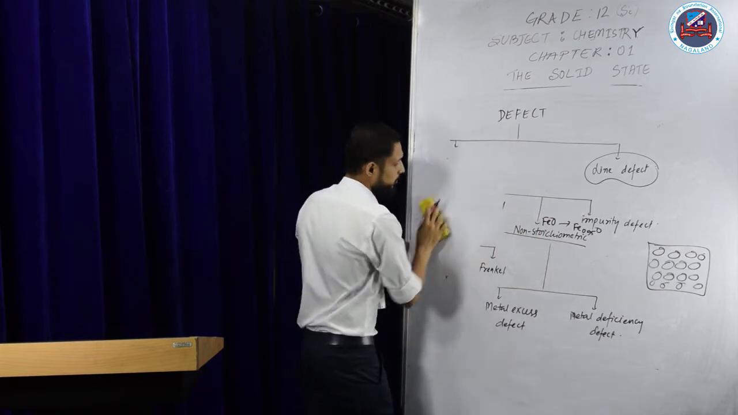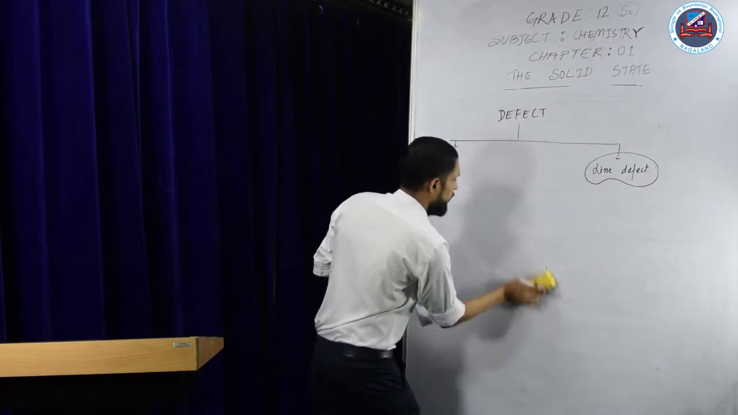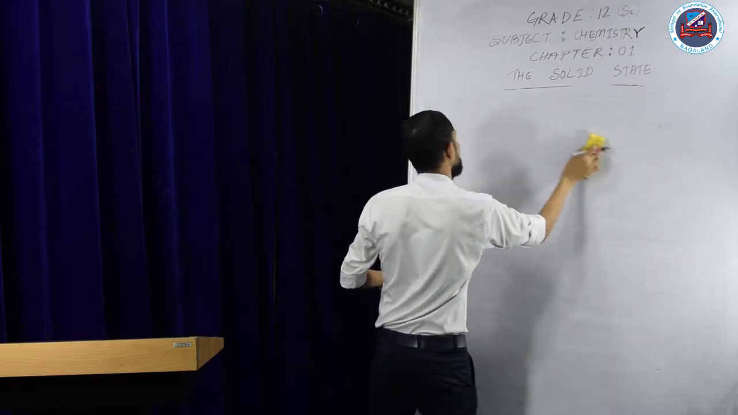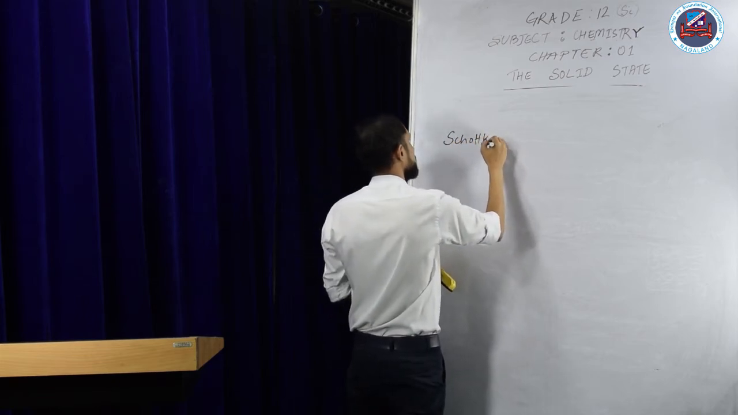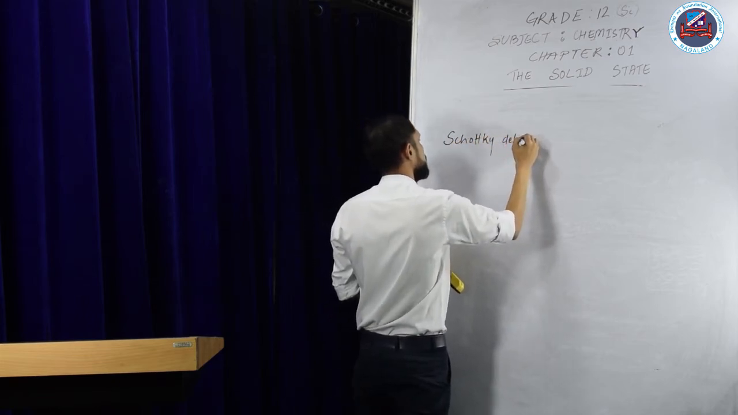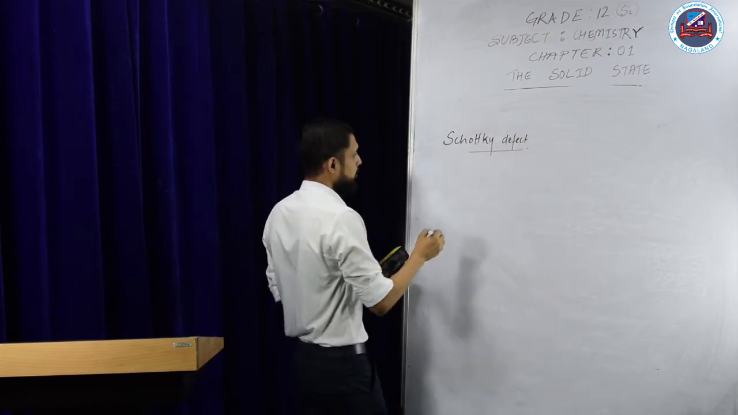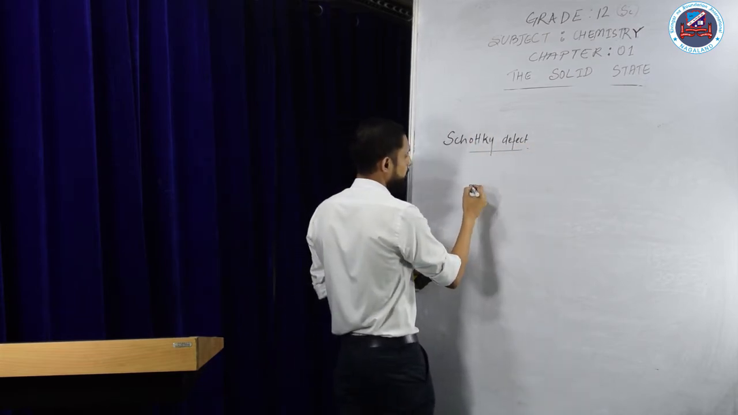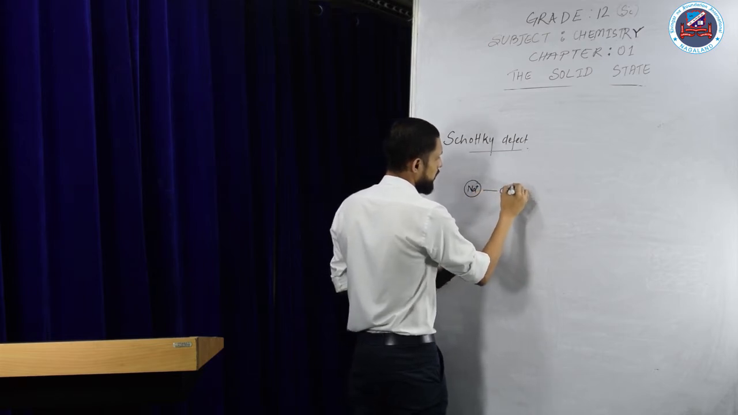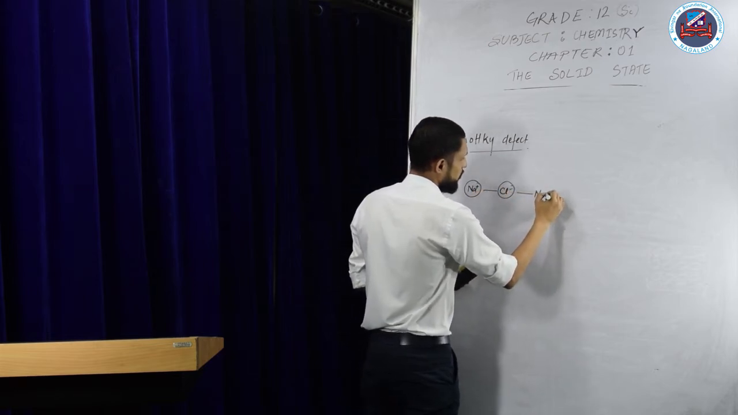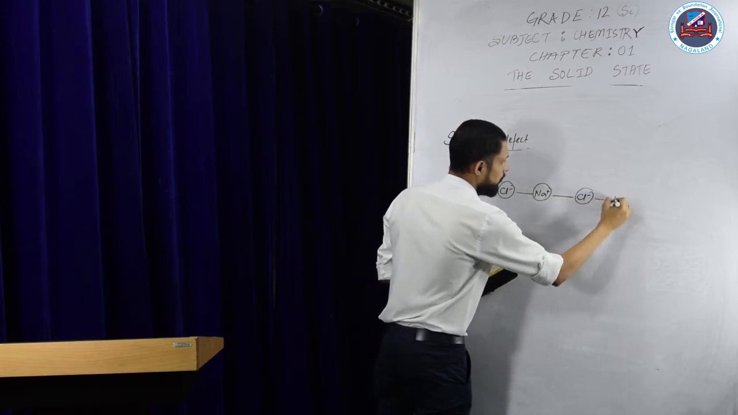So let us study this in detail. We start with Schottky defect. Now in case of Schottky defect, let us take the example of sodium chloride, that is Na+, Cl-. So this is a crystal formed by the arrangement of sodium and chloride ions.